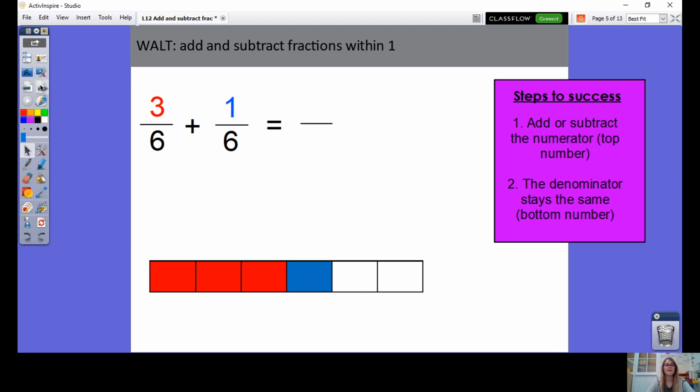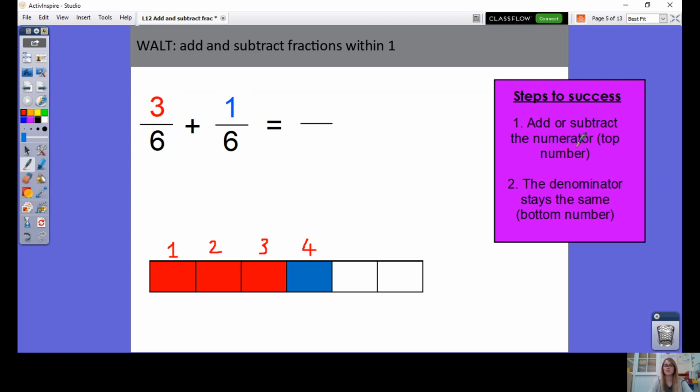So this time I have 3/6 plus 1/6. So again, I've color coded it for you, but let's just check on our bar model. So I have 6 parts in total. 1, 2, 3, 4, 5, 6. There are 6 squares, 6 parts in my bar model. So I've shaded in 3 red to represent 3/6. And I've shaded in 1 blue part to represent 1/6. So now I can add the parts together. So I have 1, 2, 3, 4 out of 6 are shaded.